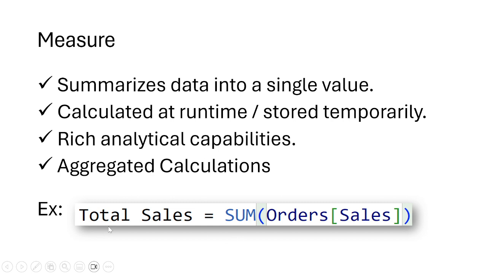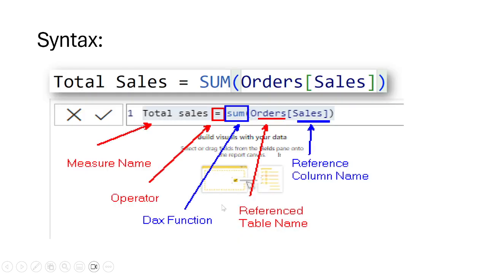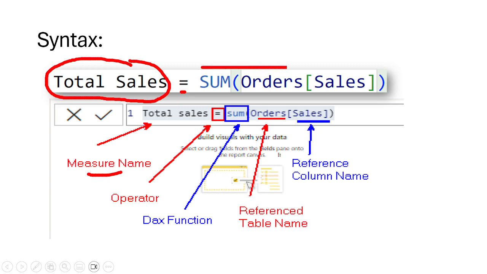For example, I just want to know what the total sales is. So I write a formula something like this. Let us see the syntax for this. The syntax for writing a measure is, first we specify the name of the measure that you want, for example, total sales, that is a measure name. Then an equal to sign, and after the equal to will be followed by the expression or formula for the calculations you want.